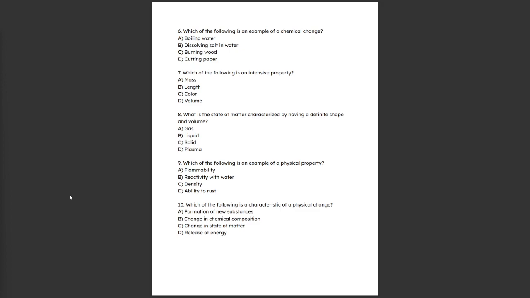So number 9, which of the following is an example of a physical property? The correct answer is C, density. So physical properties have nothing to do with chemical reactions.